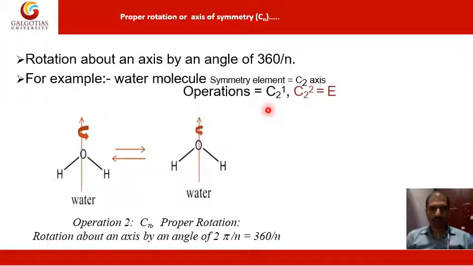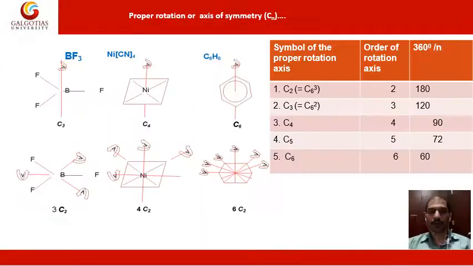Now you can take some more examples, like the water molecule. Here also 2 pi, this is 360-degree rotation. So by making a 180-degree rotation, C2 symmetry will be there. There are some more examples like BF3. In case of BF3 you can see a C3 axis of symmetry, because the rotation with respect to this central atom will be 120 degrees.